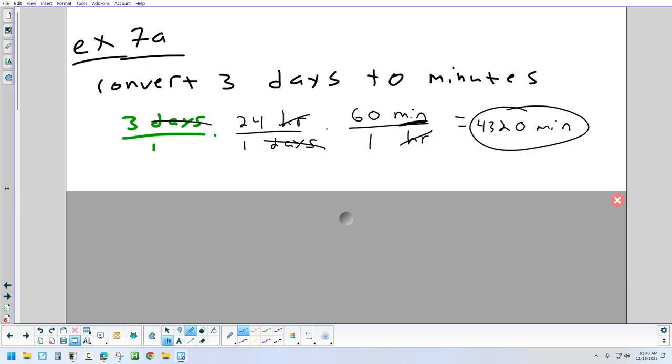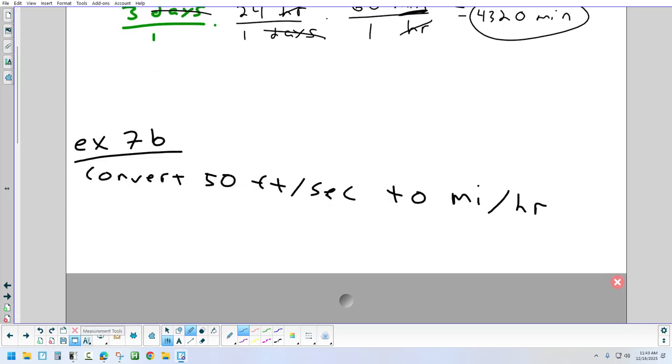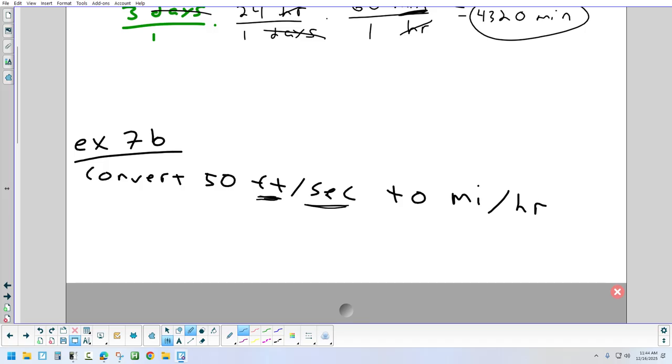Okay, so that was just converting a time to a time, a bigger unit to a smaller unit. Now we're going to try a speed. Okay, the difference with a speed is a speed has 2 units. It has a distance part to the unit, and it has a time part. So in this case, we've got to fix both. So we have an object that's traveling 50 feet in 1 second. 50 feet in 1 second.